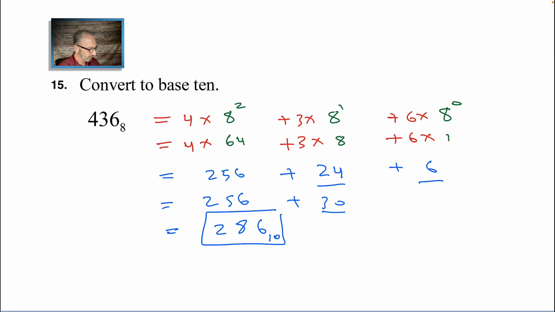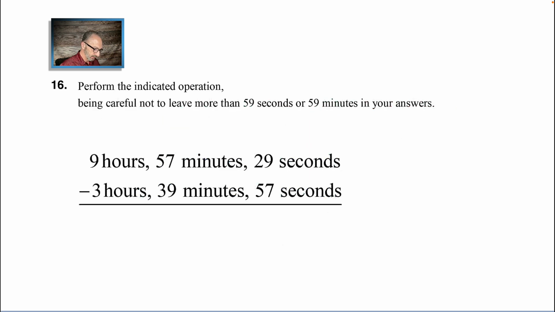Okay, that's another quick one. Number 16. Perform the indicated operation, being careful not to leave more than 59 seconds or 59 minutes in your answers. In other words, when you subtract or add, we don't want to write like 117 seconds. That doesn't make sense. That should be grouped, because it has more than 1 minute. That's the meaning.